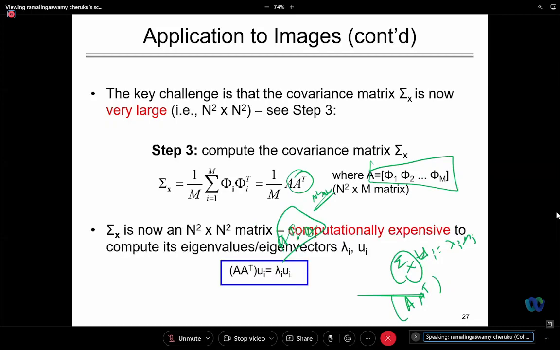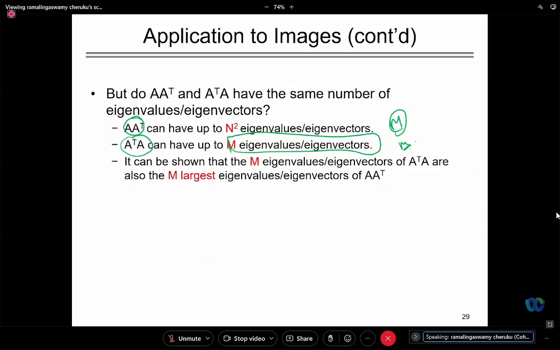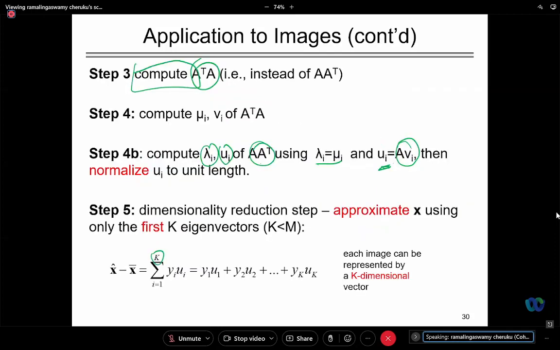From A transpose into A, you get the m eigenvectors, and the k topmost eigenvectors are also the k topmost eigenvectors of A into A transpose. That's a clever trick. Instead of A into A transpose, we prefer A transpose into A, get it solved, and the k topmost eigenvectors are the k topmost eigenvectors of A into A transpose also. Now steps 3 to 5 of PCA need to be updated as follows.